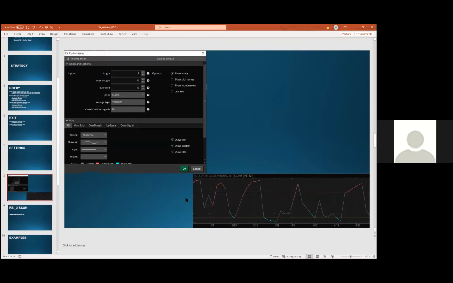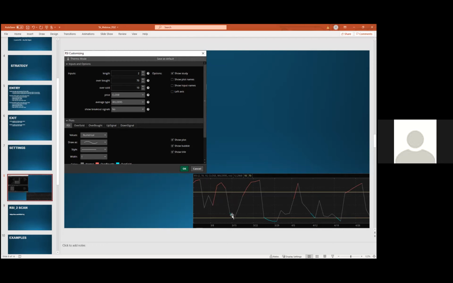So if you want to take a screenshot of this, go ahead. These are the settings for the RSI. Normally, all you would do is add your RSI indicator to your charts, and you would just change the parameters to 2, 70, 10, and keep it at that. And on the bottom right, you see this is what it looks like.